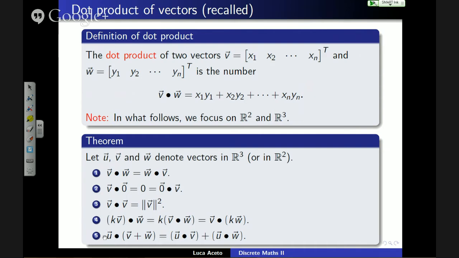Moreover, if I take the dot product of U with the vector which is the sum of V and W, well, you can distribute. So this is actually the sum of the dot product of U with V and of U with W. And again, it's just a matter of calculating with the formula that you have here.